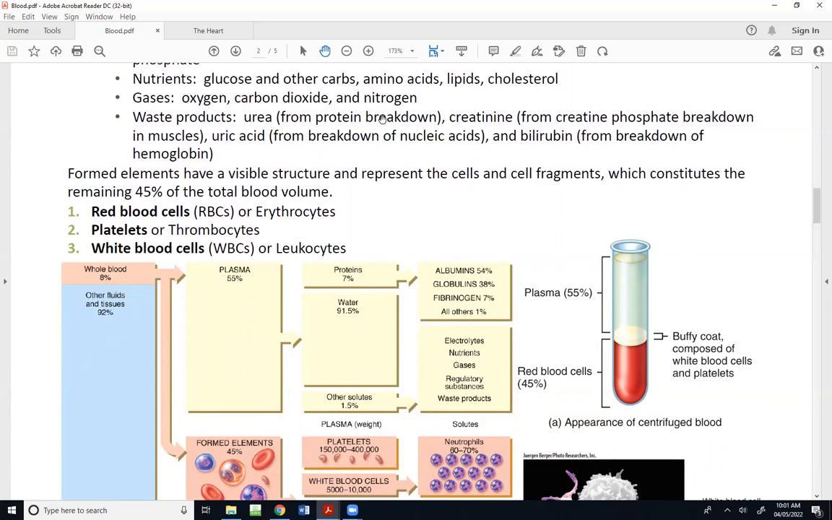Gases, oxygen, carbon dioxide, but also even nitrogen, and then a host of waste products, which includes urea, which is formed from the breakdown of proteins, creatinine, which is formed from the breakdown of creatine phosphate, and that occurs in our muscles, uric acid, which is from the breakdown of nucleic acids like DNA and RNA, and then bilirubin, which is the breakdown of hemoglobin.